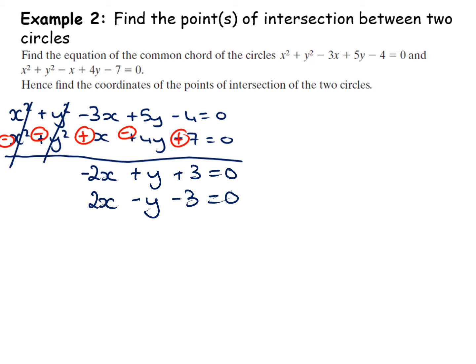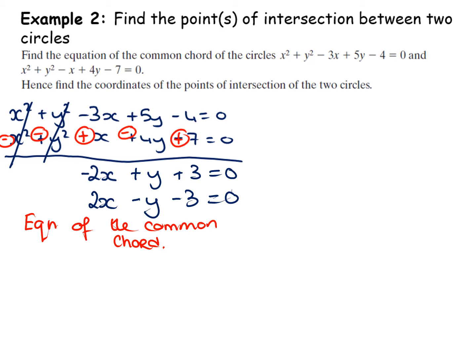And just for my own benefit, I'm going to write underneath what I've got. So I have the equation of the common chord. Now, very straightforward little question, but then they've added on the hence. Hence find the coordinates of the points of intersection of the two circles.